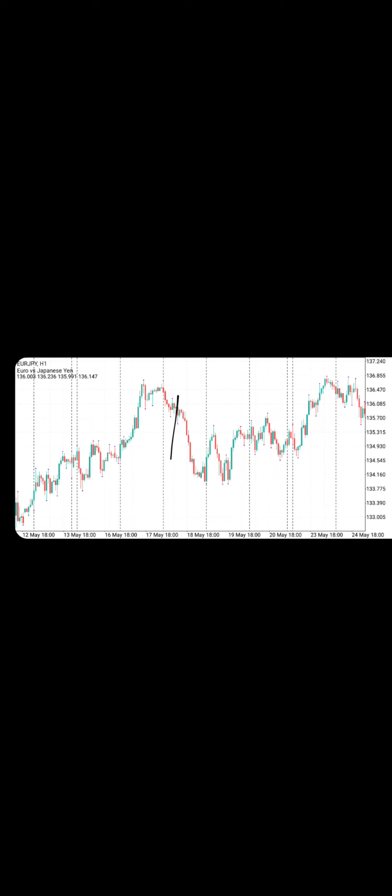Remember, falling wedge is like something like this, where price will rise up. The rising wedge is something like this, where price will break out and fall down. So I'm going to give you practical examples of rising and falling wedges, right?